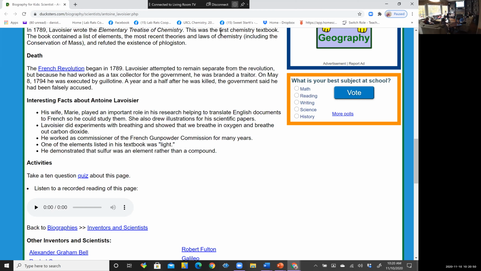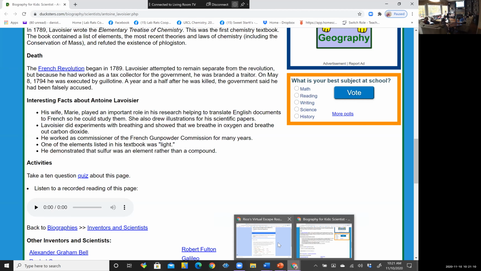Lavoisier did experiments with breathing that showed that we breathe in oxygen and breathe out carbon dioxide. He worked as a commissioner of the French Gunpowder Commission, and one of the elements listed in his textbook was light. He was a little off there. He demonstrated that sulfur was an element rather than a compound. Okay, so now we have a little background on Lavoisier.